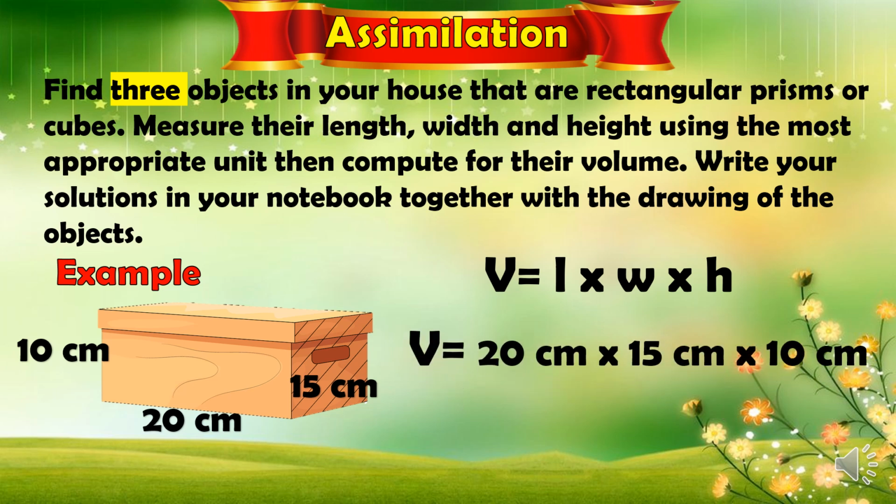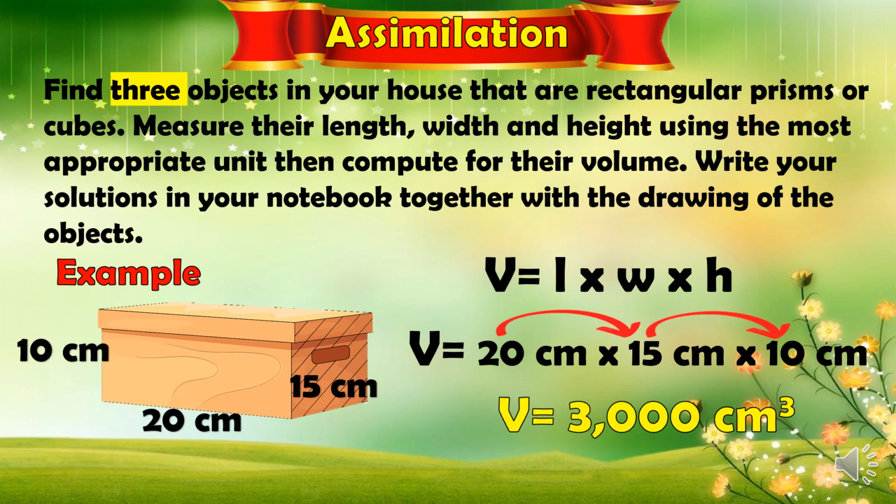And then let us now substitute. So the length is 20 centimeters, the width is 15 centimeters, and the height is 10 centimeters. So when we multiply 20 times 15 times 10, that will give us a volume of 3,000 cubic centimeters. Okay, so you have to find 3 objects in your house, whether it is a rectangular prism or a cube.